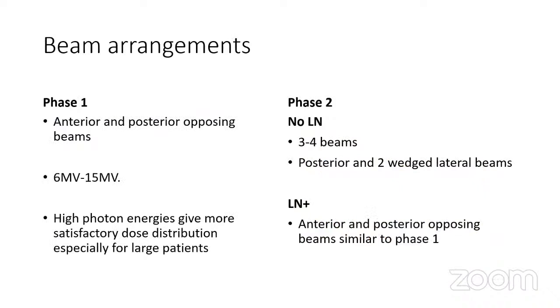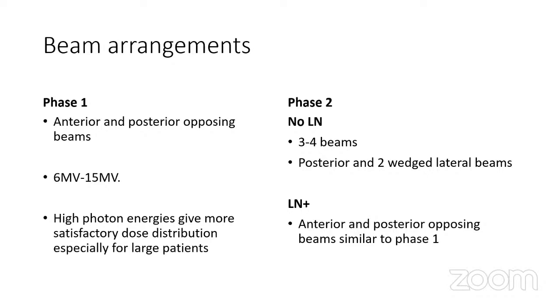So now coming on to the beam arrangement. For phase one, we can go for simple anterior and posterior opposing beams with a 6 MV to 15 MV photon energy, depending upon the separation of the patient.